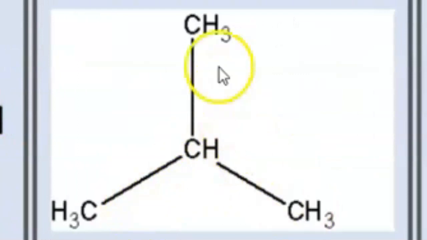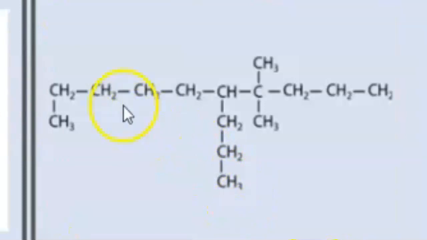Now, if we go here, we see that this compound has 4 carbons, just like this one does, but one of the carbons is out forming its own line or its own branch. So this would be a branched compound here. This is isobutane. And then here we have another branched compound.